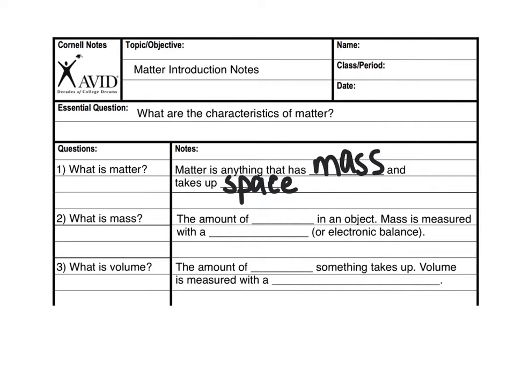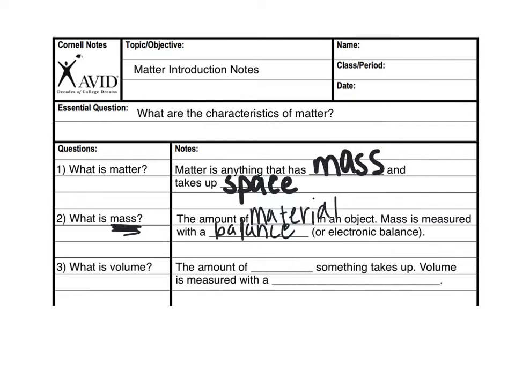Number 2, what is mass? Mass is the amount of material in an object. Mass is measured with a balance or a scale. Electronic balances are easier, but there are balances that you put actual weights on and you try to figure out what the mass is. Mass is different from weight, and you'll watch a video about the difference between mass and weight, but mass is the amount of the material in the object.